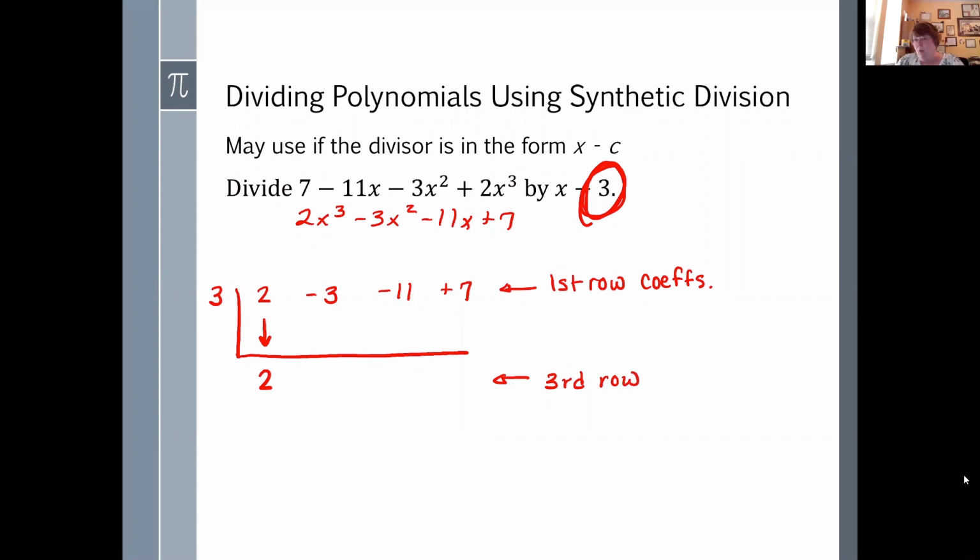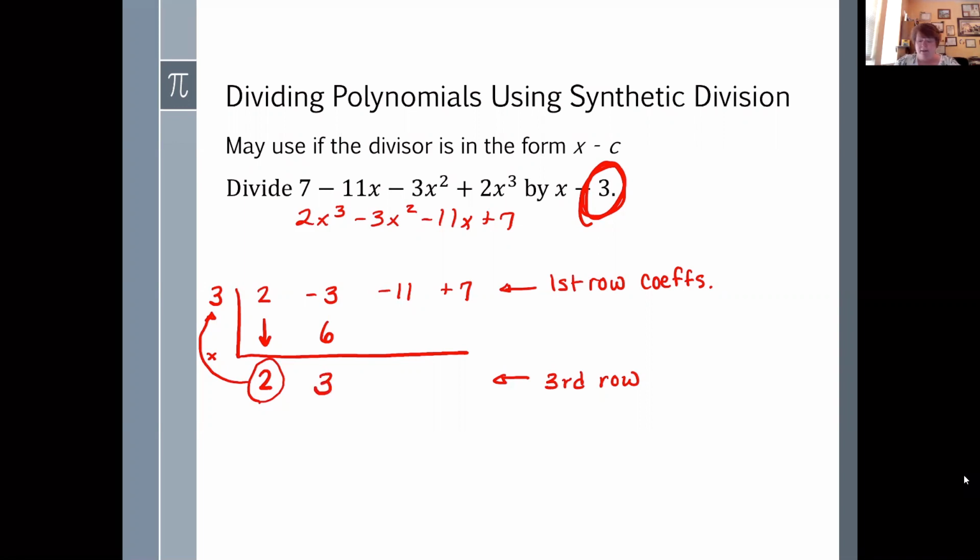All right, so now what I do is I take that first number in the third row and I multiply it times the 3. So I take the 2 and I multiply it times the 3. 2 times 3 is 6. I write that in the second column inside that division bar. So I take the 6 and I write it underneath the negative 3. Then I add those two numbers together. Negative 3 plus 6 is 3.